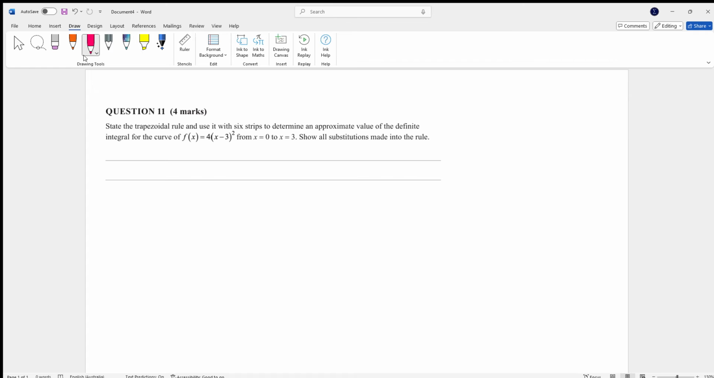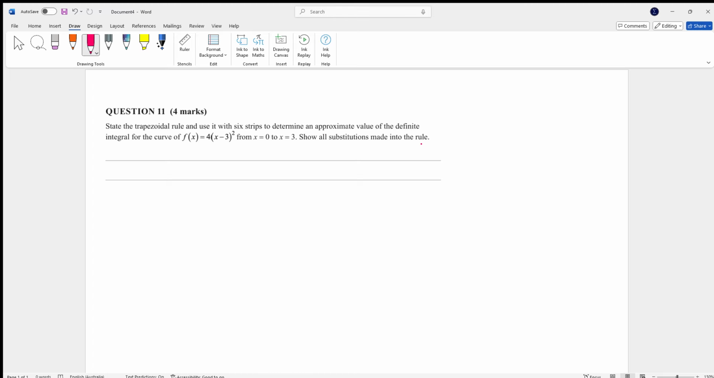Okay, question 11. State the trapezium rule and use it with 6 strips to determine the approximate value of the definite integral for the curve f of x equals, now I'm assuming I might have screenshotted that a bit weirdly. I believe it's just 4 times by that bracket there. I'll just check on this other page. Yeah, that's just that. Okay, let's go back on here. So yep, f of x equals 4 times by x minus 3 all squared from x equals 0 to x equals 3. So show all substitutions made into this rule.